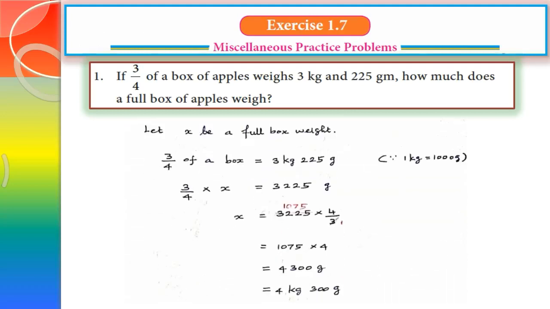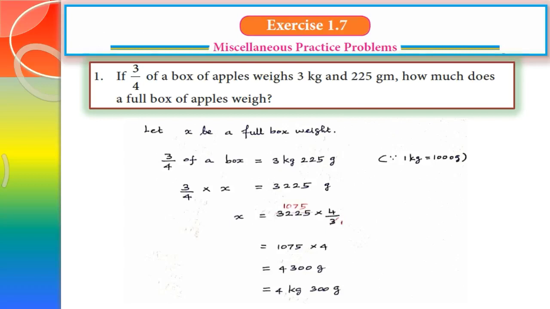Listen to the answer. Let x be the full box weight. 3 by 4 of a box equals 3 kg 225 gram. 3 by 4 into x equals 3225 gram. That is, 3 kg equals 3000 gram, so 3000 plus 225 is 3225. In this question, 1 kilogram equals 1000 gram.